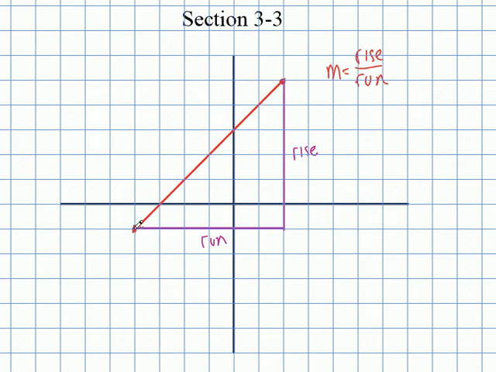You could go from the top point to the bottom one, or from the bottom point to the top one. It really doesn't make any difference. For some reason it seems like I always go from the top one to the bottom one, but it doesn't matter. All right?